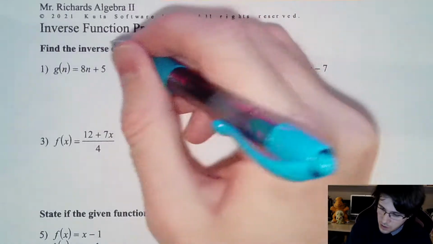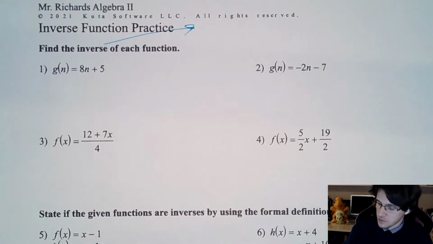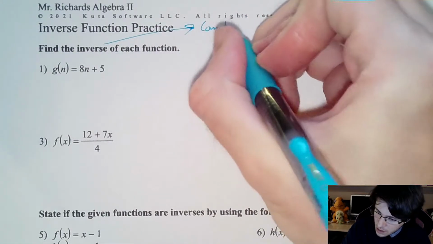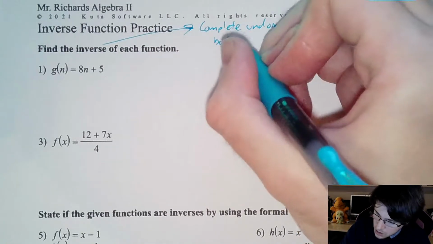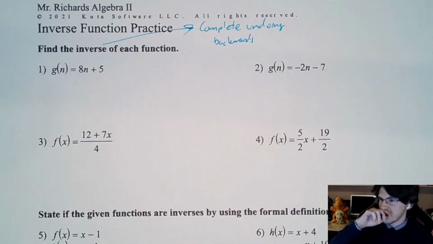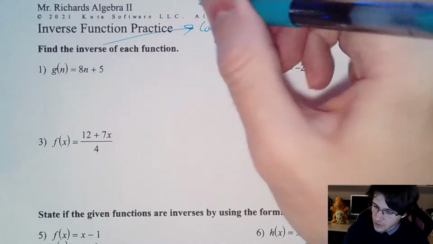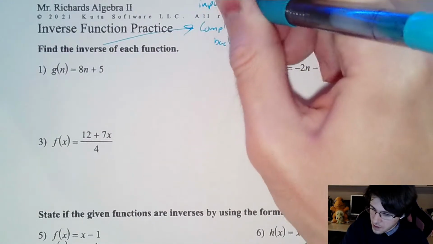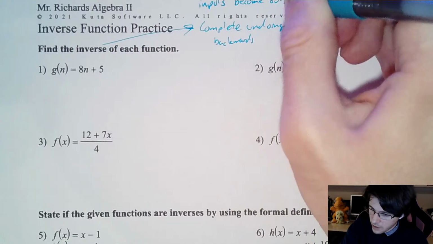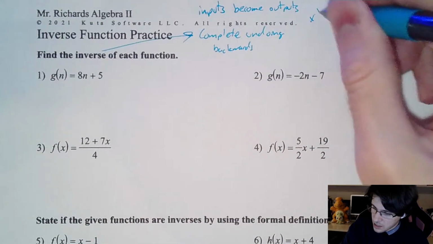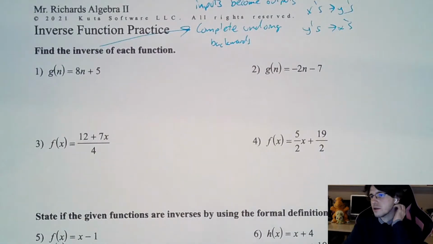So just remember, for your own sake of remembering what this means, the inverse has a couple different ways of talking about it. This is the complete undoing function. So it goes backwards. Some people like to use the word opposite, but opposites aren't really right. Opposite's more of the word negative. The complete undoing or the backwards. And remember, another way of thinking about it is all inputs become outputs and vice versa. So all of your x's become y's and your y's become x's. And that's what you're thinking about here.